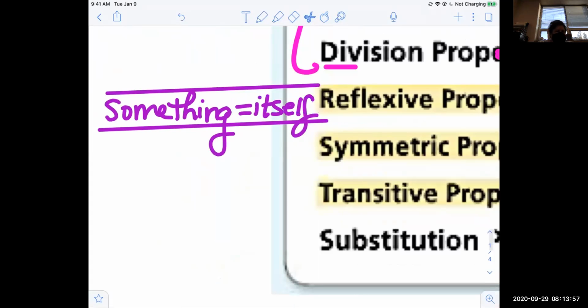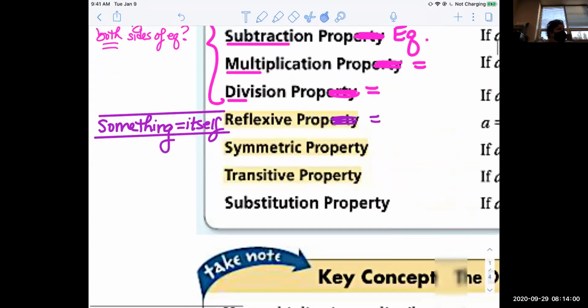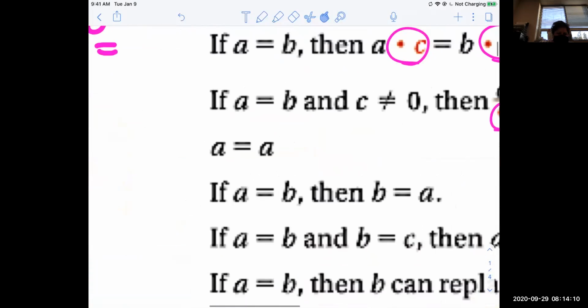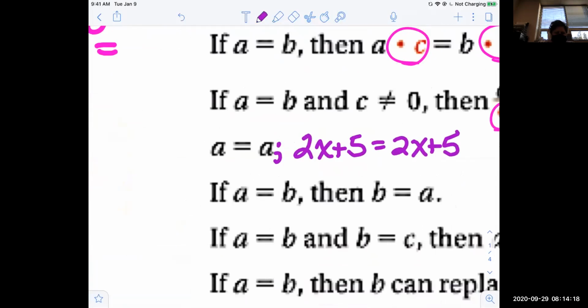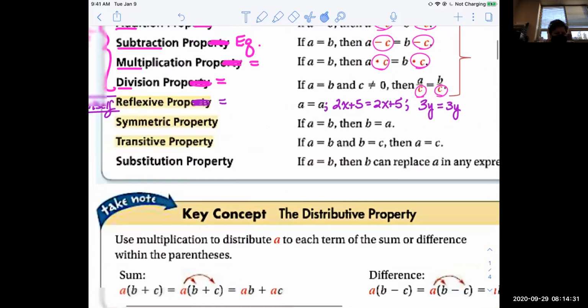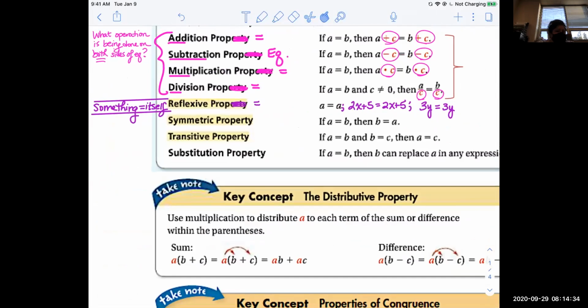So not just that the 2 sides are equal, but that you literally wrote the same thing. It's not like 10 divided by 2 equals 5. It's not saying that the left and the right side are equal, because of course they're equal, it's an equation. But that literally you have written the same thing on both sides. Like 2x plus 5 equals 2x plus 5, or 3y equals 3y. That's the reflexive property of equality.